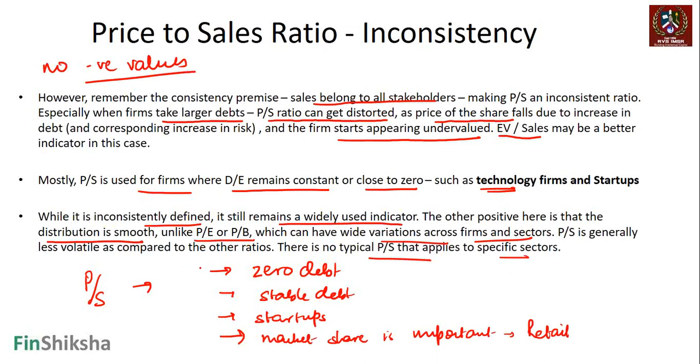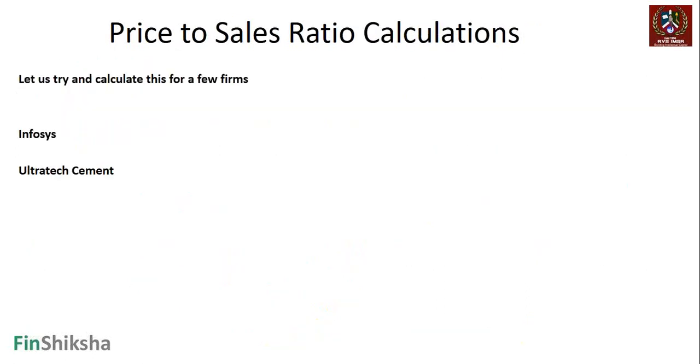So typically you will find companies with zero debt, stable debt, startups, or where market share is very important using the price to sales ratio. Let's try and calculate this for a few companies. We already know the Infosys market cap is 234,000. Can we calculate the sales of Infosys? What was the sales of Infosys in the last year?